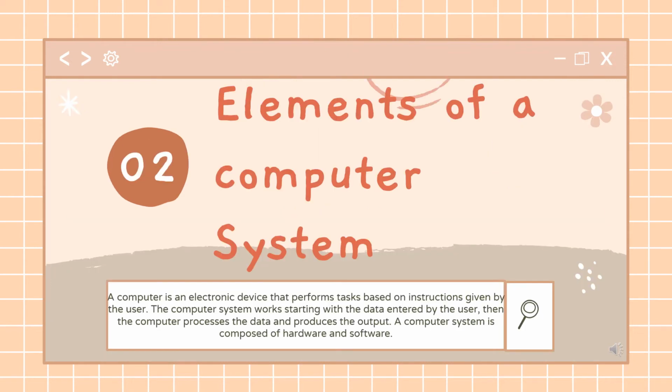Next is elements of a computer system. A computer is an electronic device that performs tasks based on instructions given by the user. The computer system works starting with the data entered by the user. Then the computer processes the data and produces the output. A computer system is composed of hardware and software.